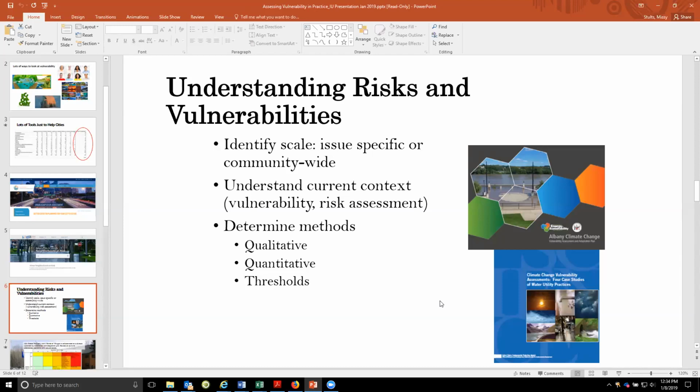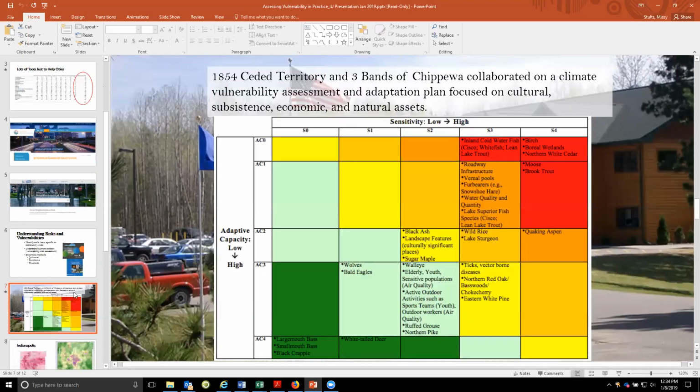You can do something very qualitative to start, and that can still give you very good information to at least initiate some of your efforts. You can do something very quantitative, or you can do something that focuses on thresholds, which might be a combination of quantitative and qualitative. And instead of just throwing those words at you, I want to give you some examples around the nation of what this looks like in practice.